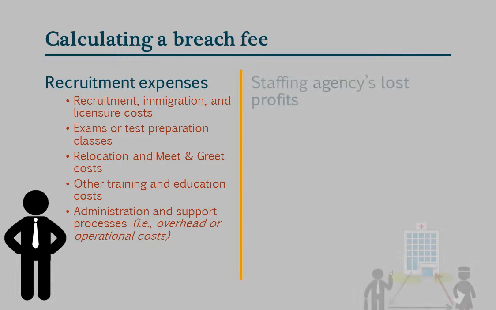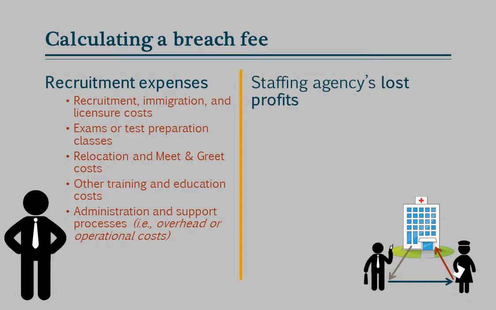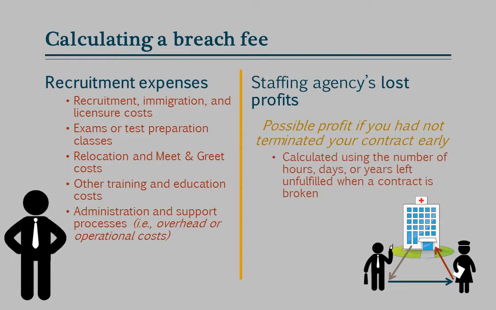Staffing agencies that employ migrants directly and contract your work to a hospital or health facility could calculate a different amount to estimate their lost profits. This is the profit your recruiter would have made if you had not terminated your contract early. Lost profits are calculated using the number of hours, days, or years left unfulfilled when a contract is broken. Your breach fee can only be calculated to include recruitment expenses or lost profit, but not both.